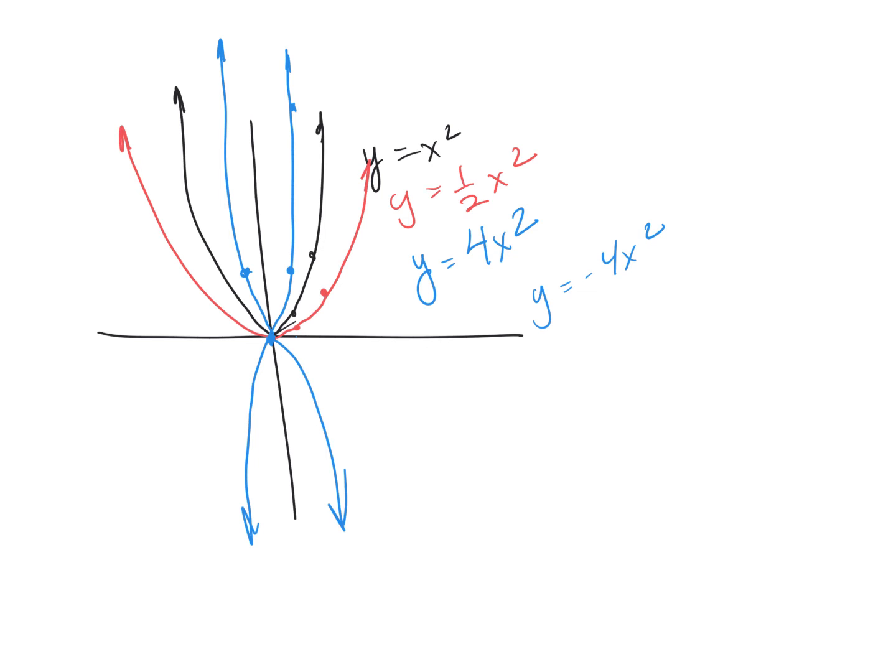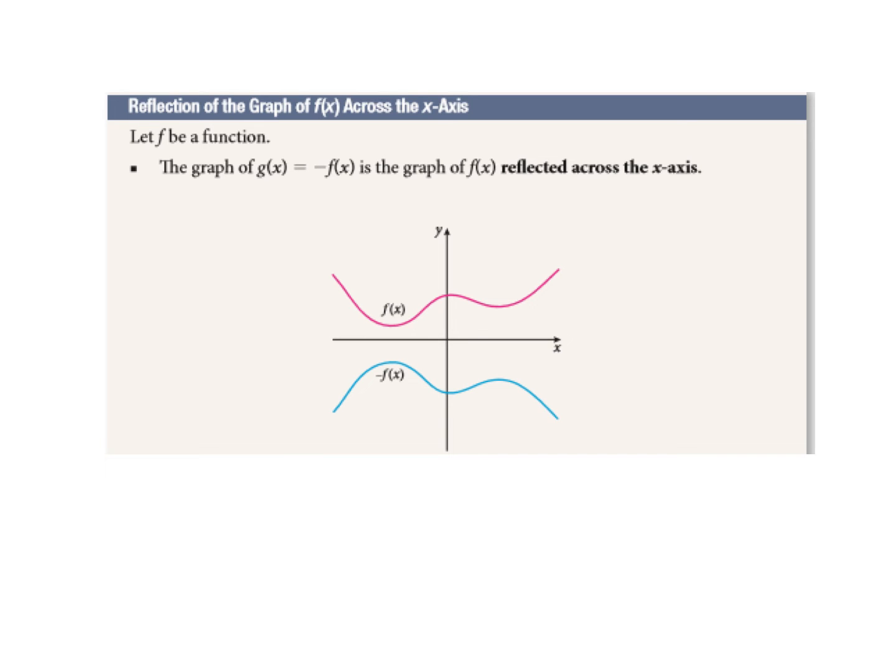Let's get this better. So with this blue graph, I put a negative in front and it flipped it over the x-axis. If you have a negative in front of the function, just like I just did, then it flips it over the x-axis.